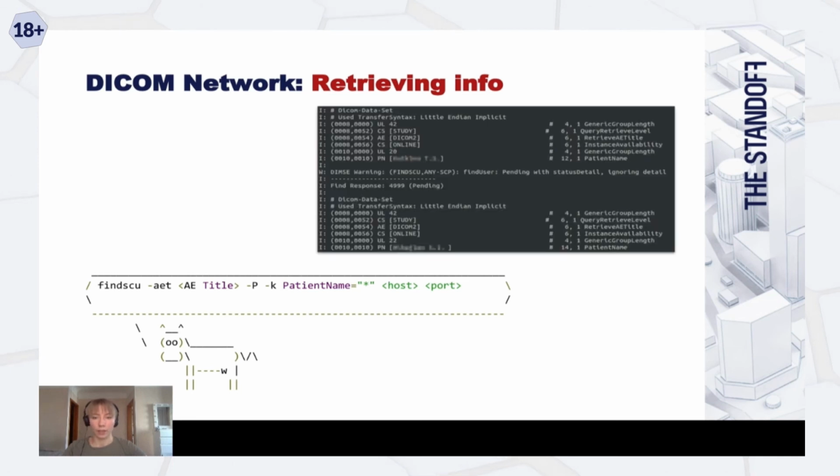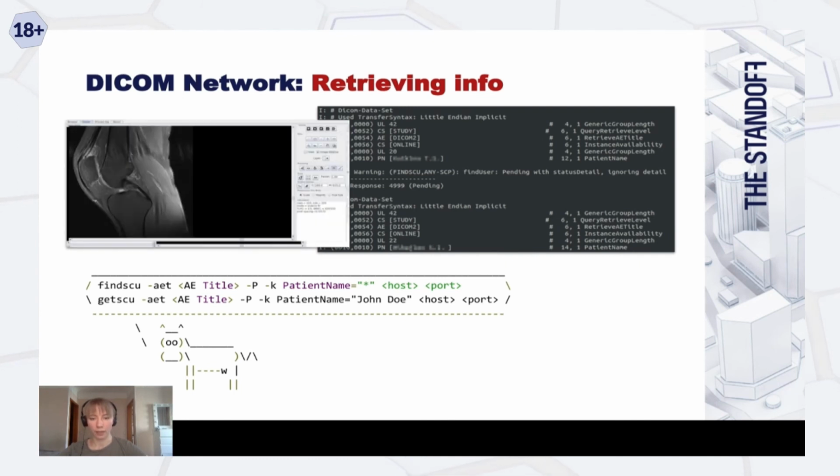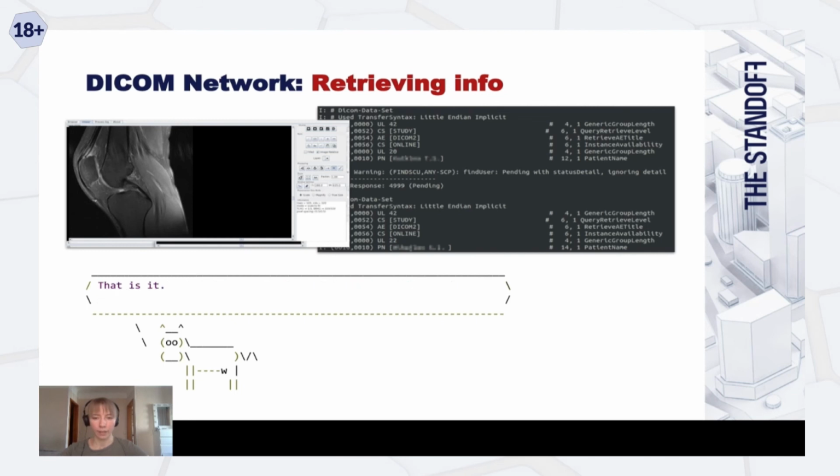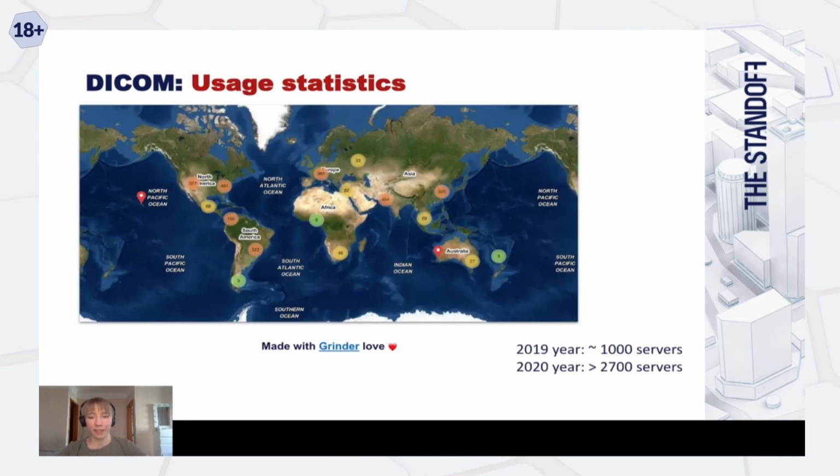And the first command allows us to get the list of all of the possible studies. And with the second command, for which study is required, we just show the name of the patient, and we get it with the get command, and we get the study. And that is it.